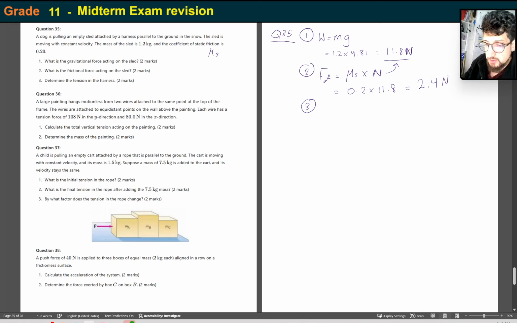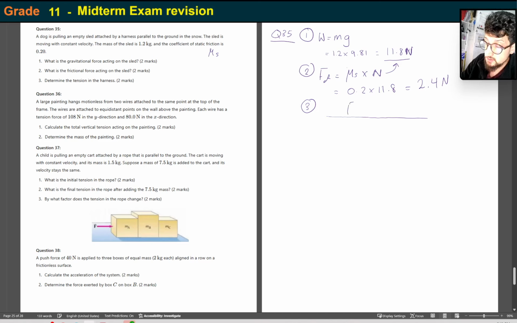Question 3. Determine the tension in the harness. So the way we answer this is, let's see. We're assuming there's no other force acting on it besides the friction force. So this is a hypothetical situation, really. In real life, you wouldn't have this. But let's just work with the hypothetical situation in the question. There's no applied force, and no other forces besides the friction force.